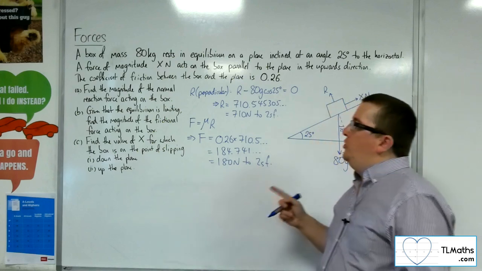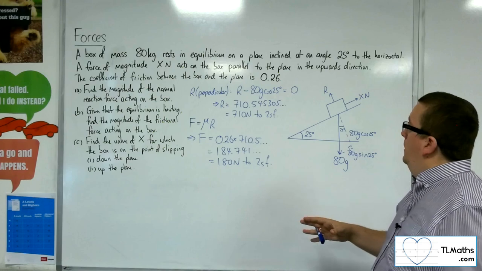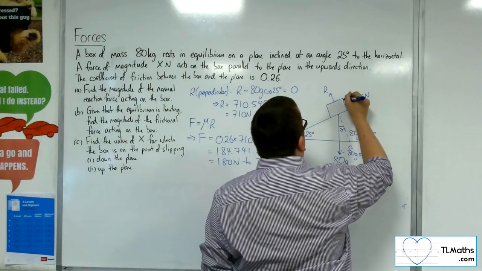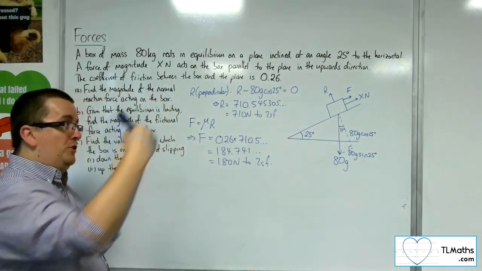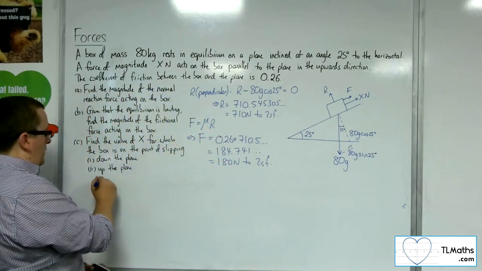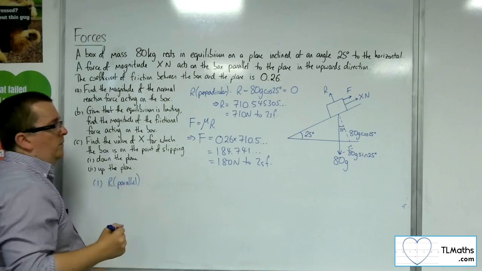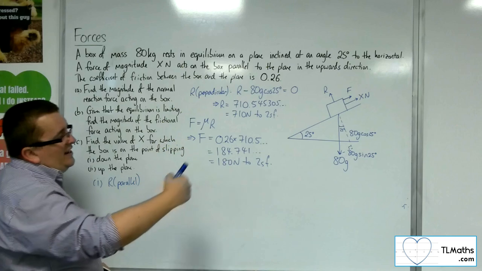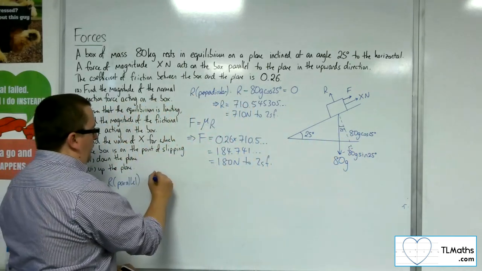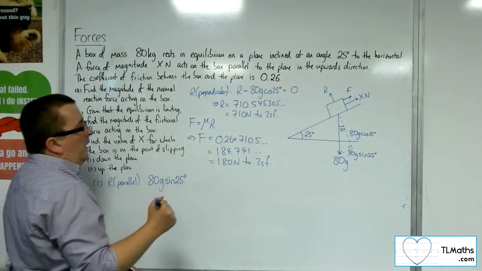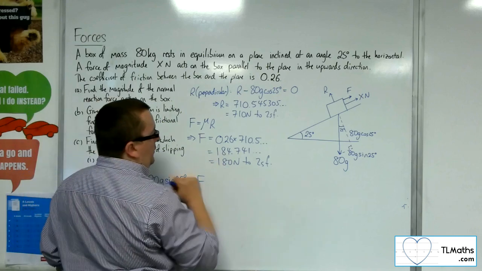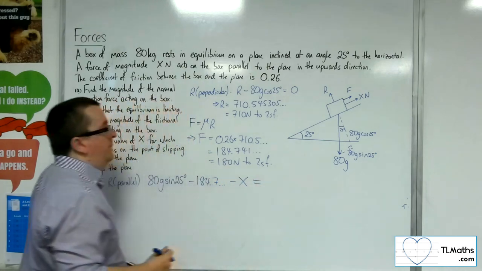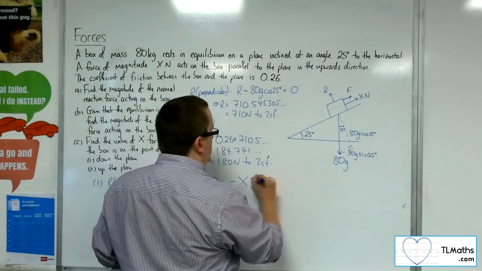So now, find the value of x for which the box is on the point of slipping, firstly, down the plane. Okay, so if it's on the point of slipping down the plane, the acceleration is zero, but the friction will act against the direction of motion. So it's just about slipping down the slope. So if I resolve parallel to the plane, and I take downwards as positive, then I've got the 80 g sine 25, the weight working downwards. I've got the friction force working against me, which I now know is this 180 newtons, so the 184.7, etc. I've got x working against me, okay? And that's got to be equal to mass times acceleration, which is just zero.